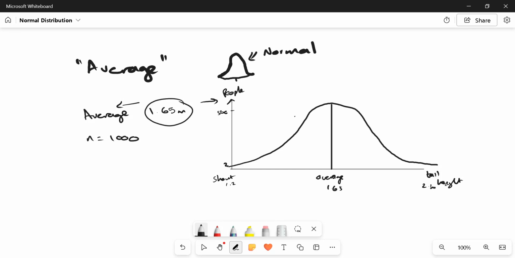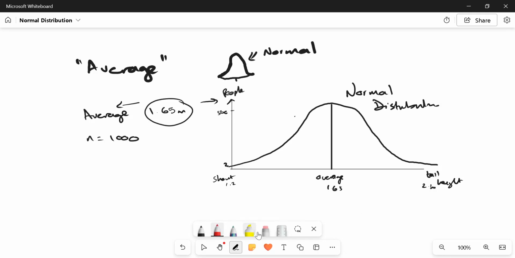So if we plot it in the graph, it forms the same bell-shaped curve, hence the nickname, the bell-shaped curve. In this distribution, the bell-shaped curve is known as the normal distribution. And the normal distribution exists in the world in many different examples.